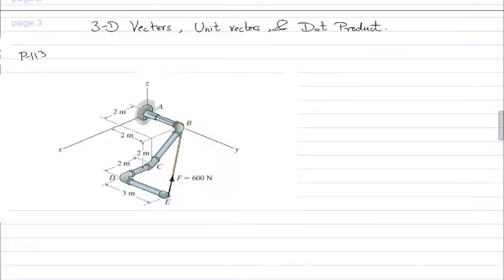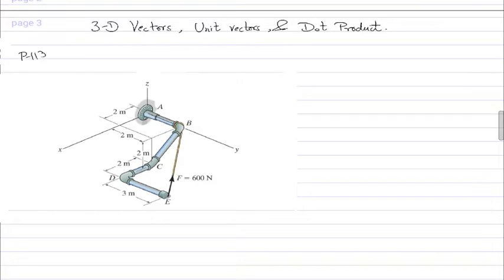Hello everyone. The objective of this video is to go over a couple of problems that cover the areas of 3D vectors, unit vectors, and the dot product of two vectors. The emphasis will mostly be on the problem solving approach rather than the actual solution, because these are certain types of problems where approaching in a certain way can get you to the answer real fast.